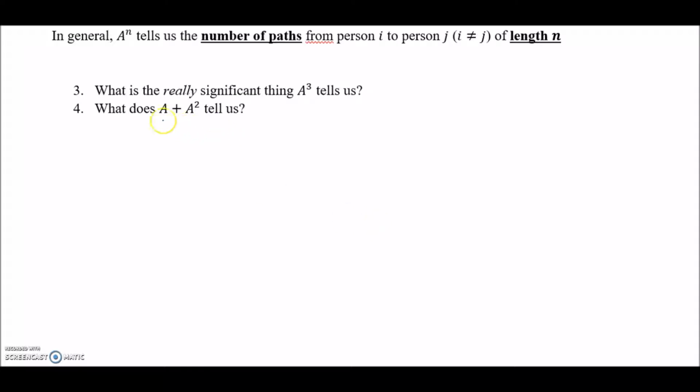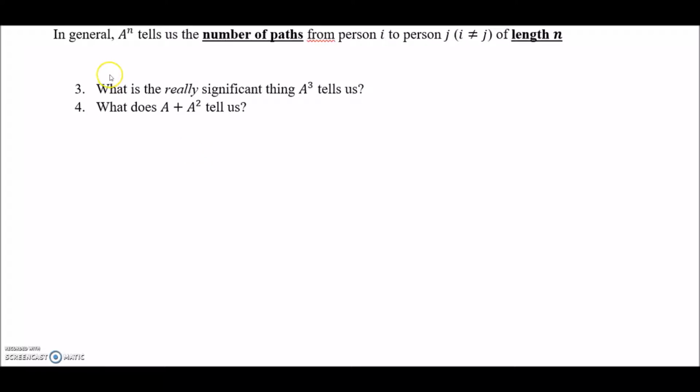Well, we can also add matrices together, A plus A squared. So if we did that, let's see what we come up with. Now, addition of matrices is really intuitive. It's just adding the corresponding entries in A with the corresponding entries of A squared. And what we get when we do that is all these non-zero entries. So what exactly does this mean?